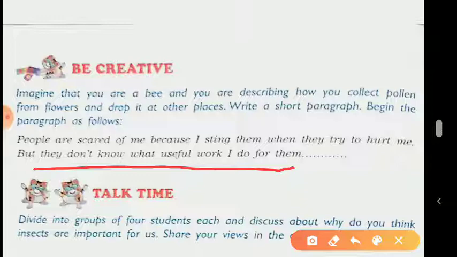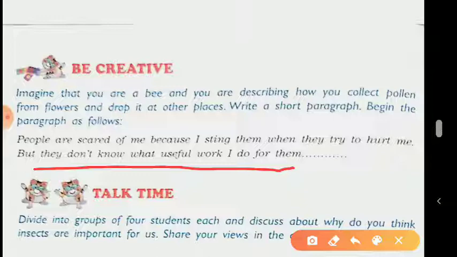People are scared of me because I sting them when they try to hurt me. But they don't know what useful work I do for them. These two lines are already given, children. So now we have to write on our own, imagining ourselves as a bee. So now we'll start. I help in pollination.